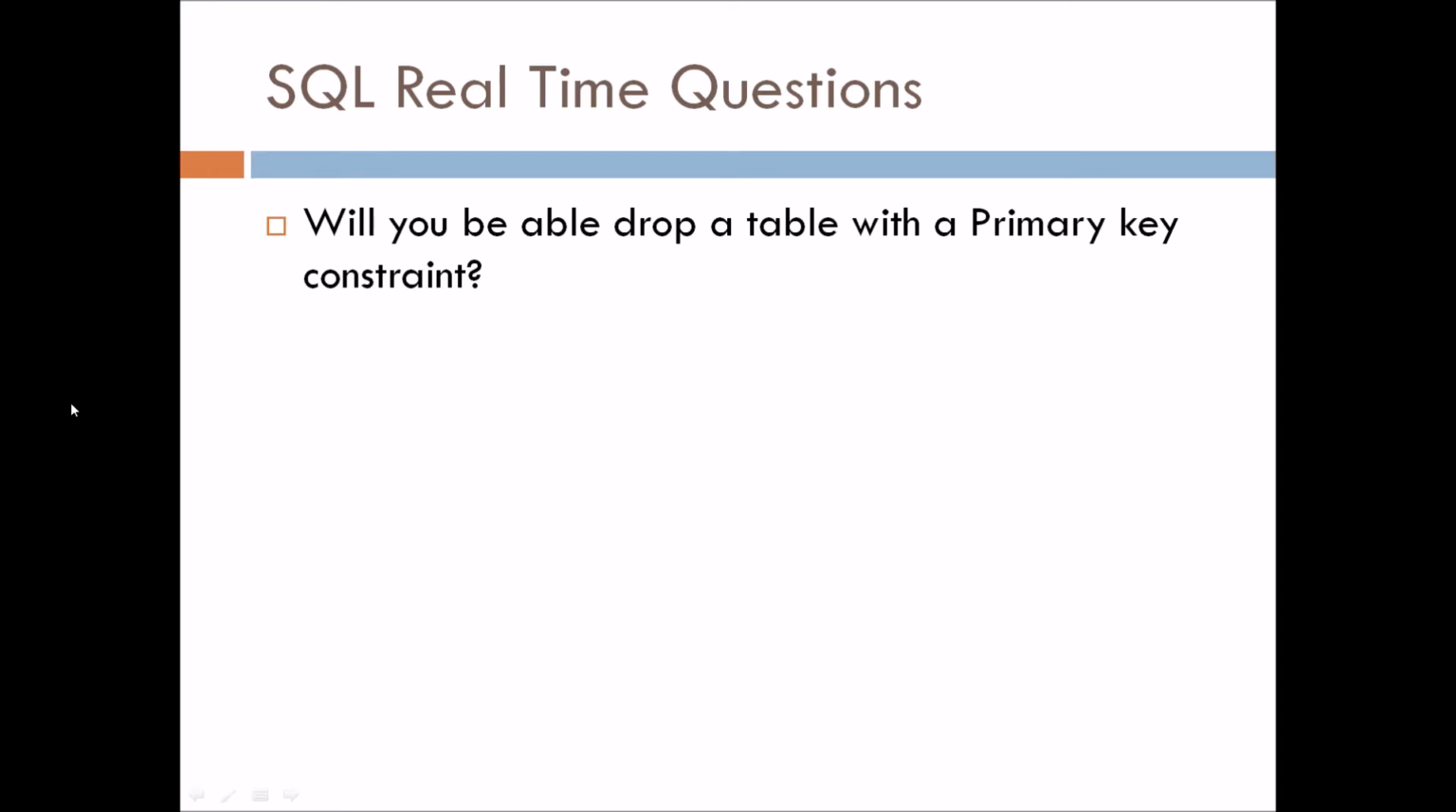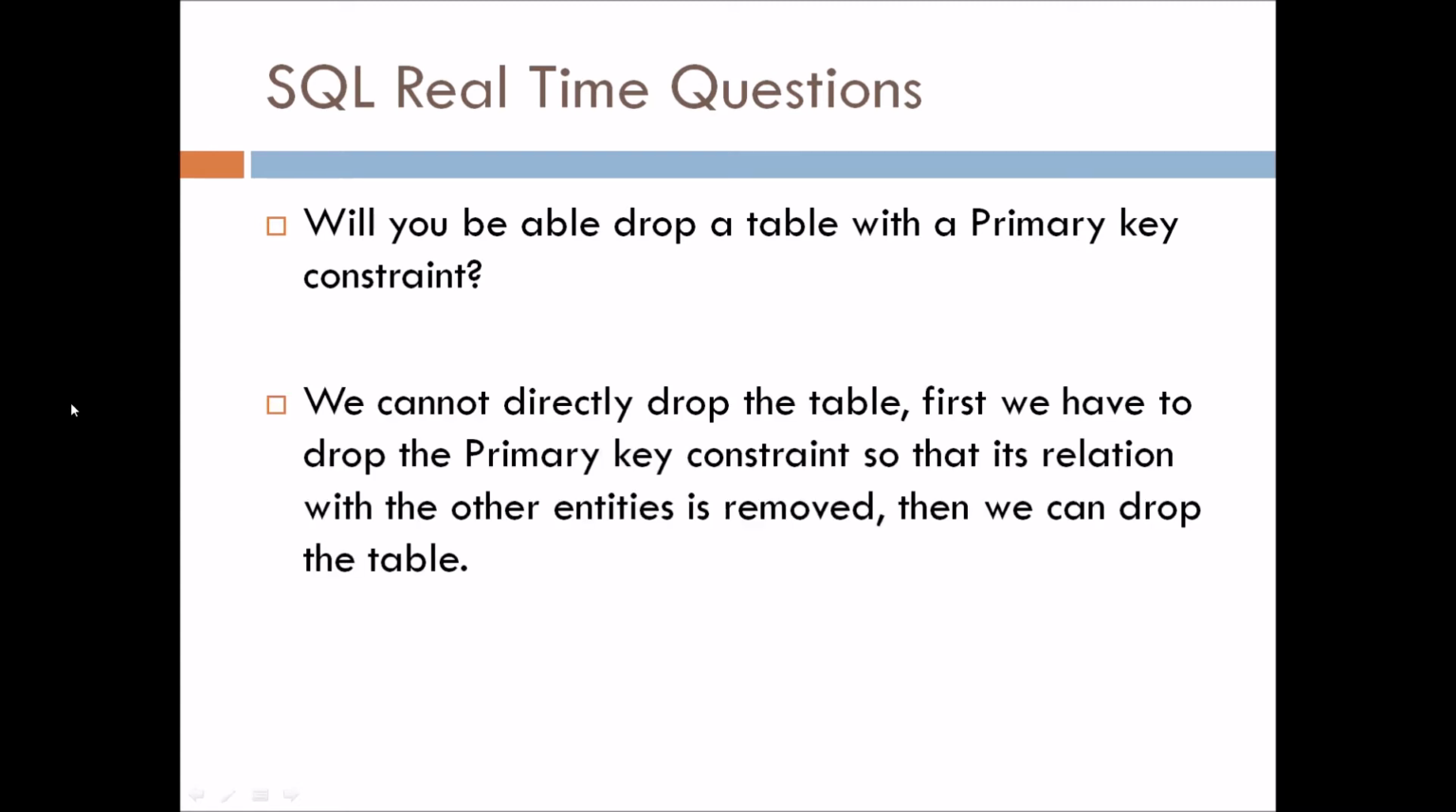This is the first question that you can expect. Will you be able to drop a table with a primary key constraint? Let's see how to answer this. You have to say we cannot directly drop the table. First, we have to drop the primary key constraint so that its relation with the other tables is removed, and then we can drop the table. So in this way, you can say that we can't directly drop a table.